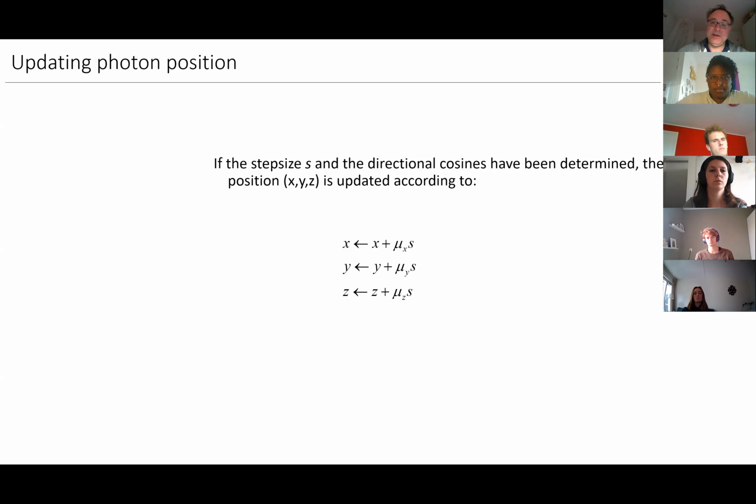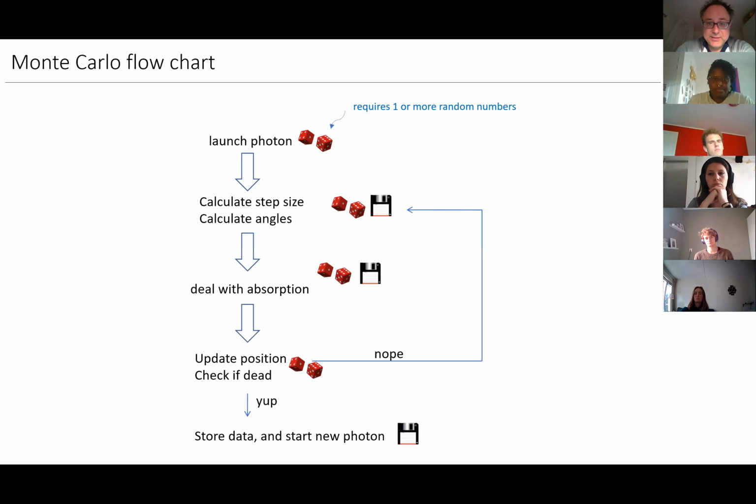Then if you have the angles, you know the new direction and you know the step size. That means you can update the coordinates of the photon, where it is in the medium, and based on that you can check whether or not it has escaped, for example. So that's that. This is then again the flow chart for propagating a photon through the medium.